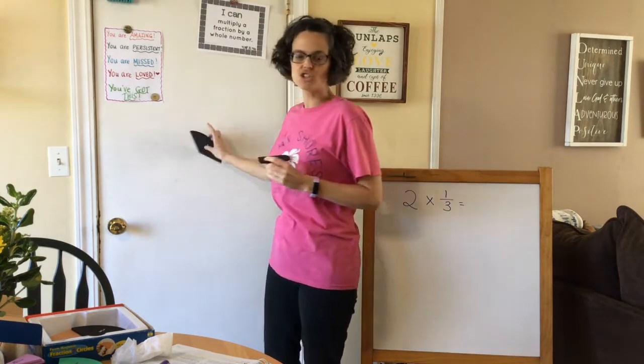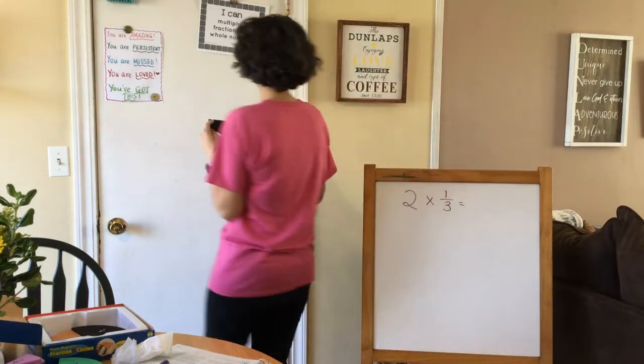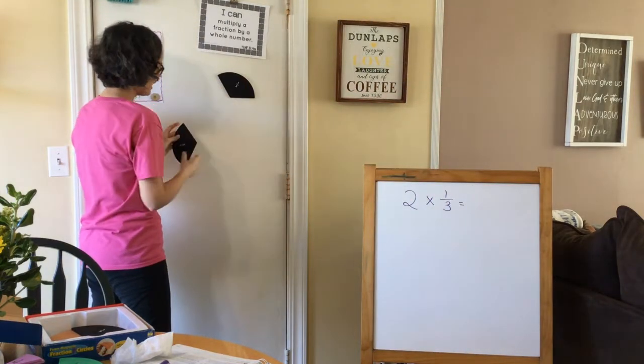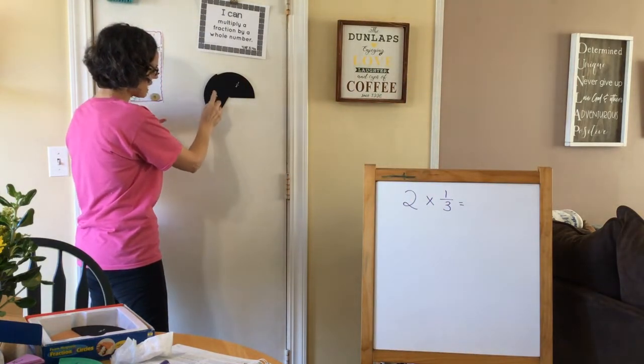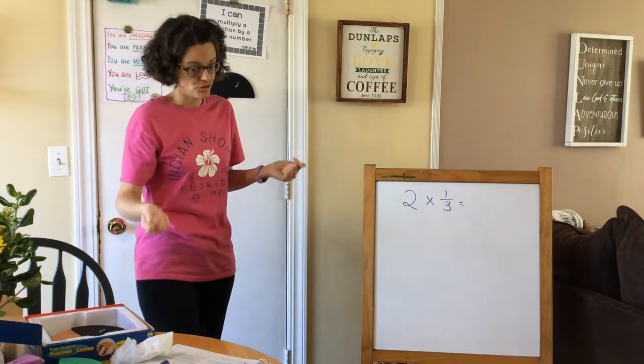All right, so 2 groups of 1/3. I have 2 groups of 1/3. So if I have 1/3 and I have another third, look at that. I have 2 groups of 1/3. How much is that? 2/3.